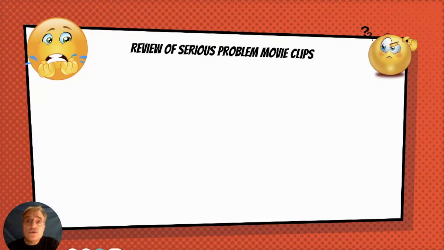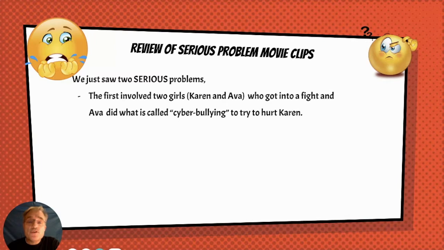Okay, welcome back, Dragonflies. We just saw 2 video clips of serious problems, okay? The first involved 2 girls, Karen and Ava. Karen and Ava got into a fight, and Karen walked away from Ava. Ava was upset enough that she made a choice to do what's called cyberbullying to try to hurt Karen. Cyberbullying is when you post untrue rumors about another person. In this case, Ava posted untrue rumors on the internet about Karen.